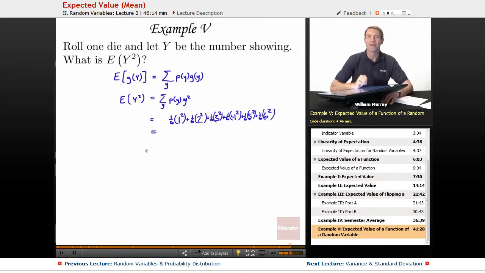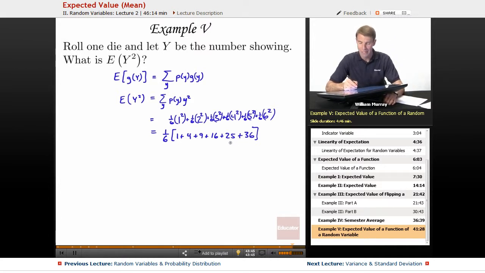And of course, it's easier there to factor out the 1/6. So I'll put a 1/6 on the outside here. 1 squared is 1, plus 2 squared is 4, 3 squared is 9, 4 squared 16, 5 squared 25, and 6 squared is 36. And if you add those up, let's see, 36 plus 25 is 61, 16 is 77, 9 is 86, 4 is 90, and 1 is 91. So I get 91 over 6, as my expected value of y squared, or my mu for y squared.